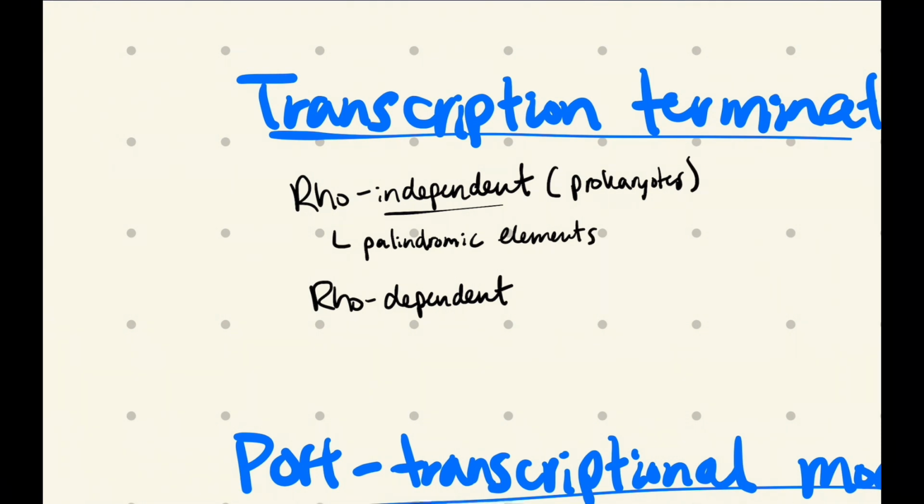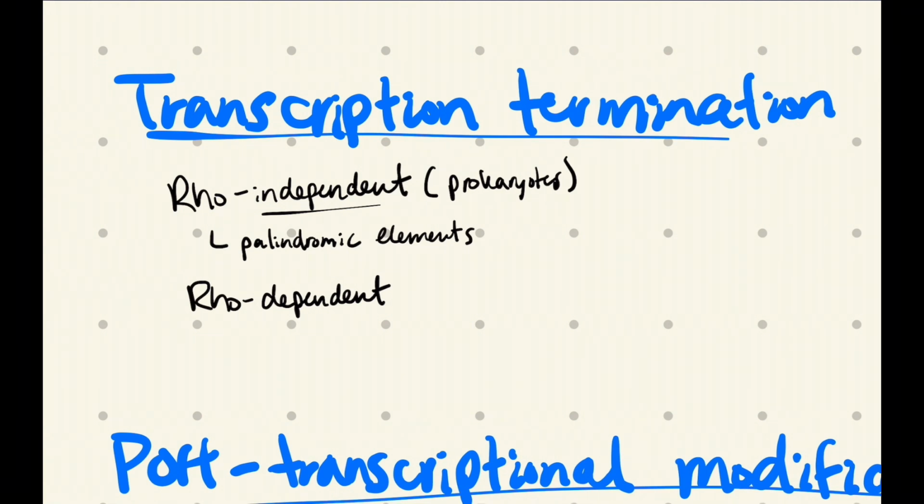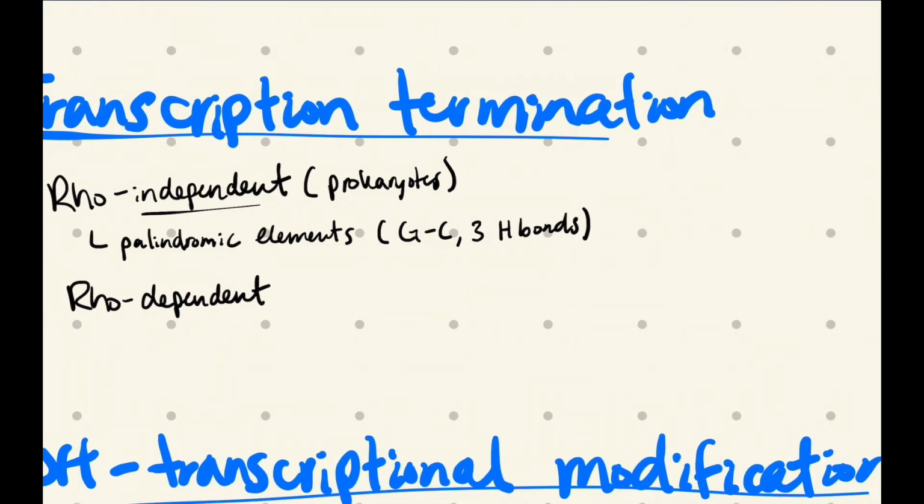So in these palindromic regions, when they actually get transcribed, they obviously bind to each other. If it's GC rich, for example, it'll bind and form 3 hydrogen bonds, which are very strong in comparison to the other bonds. And then this is going to destabilize your RNA polymerase and then dissociate your mRNA from your actual ribosome. All right.